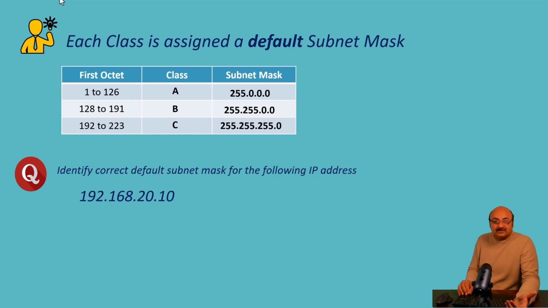Moving on to the third and final example, given an IP address 192.168.20.10, identify the default subnet mask. Let's look at the first octet, 192. It falls under the range 192 to 223. That means it is a class C address, and the corresponding default subnet mask for class C is 255.255.255.0, and so the correct answer is this.